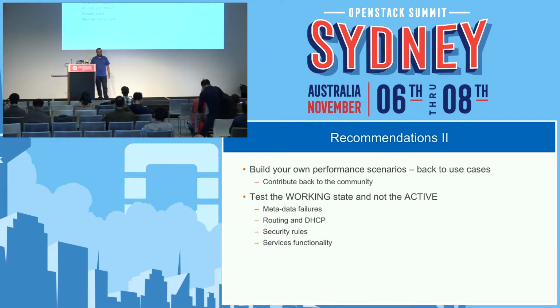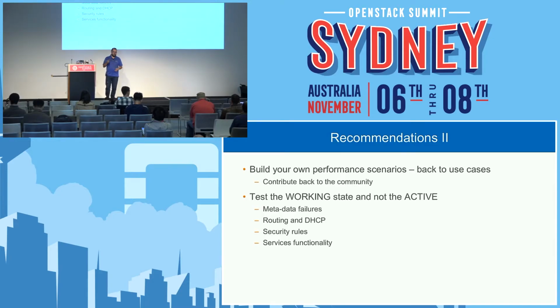Another set of recommendations: build your own performance scenarios based on your own use cases. Contribute them back to Rally whenever possible. If you build a plugin for Rally or extend it, please put it back into the community, because it's going to be used by other teams. And if you have scripts that you use to run these tests, for example to run thousands of VMs concurrently, you can publish those scripts in the Ops code that is part of the OpenStack repositories.